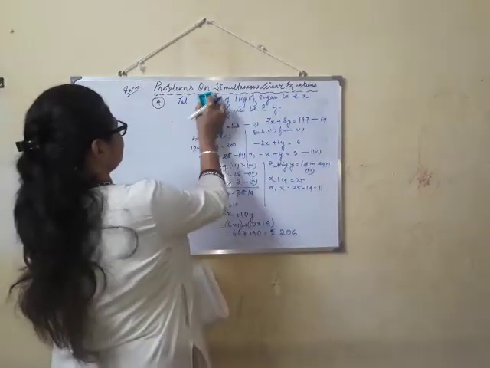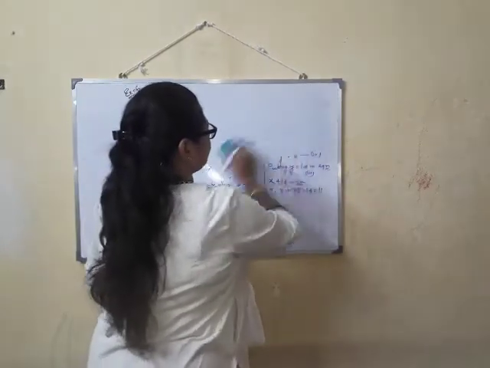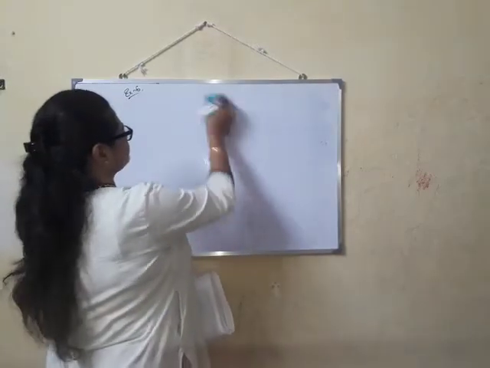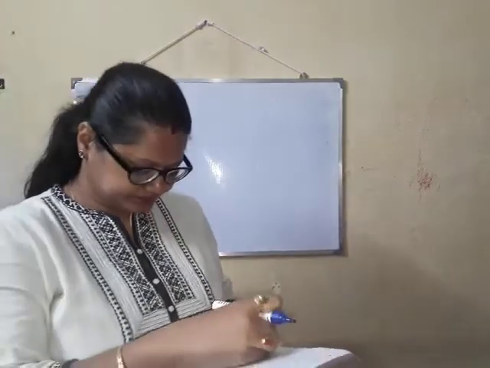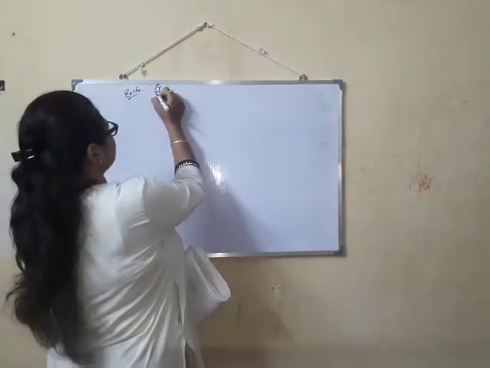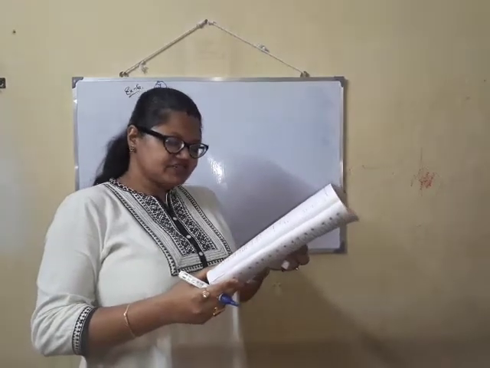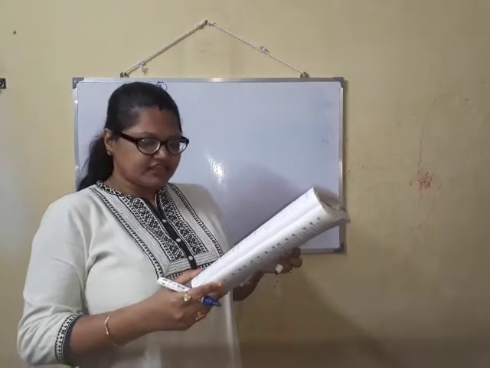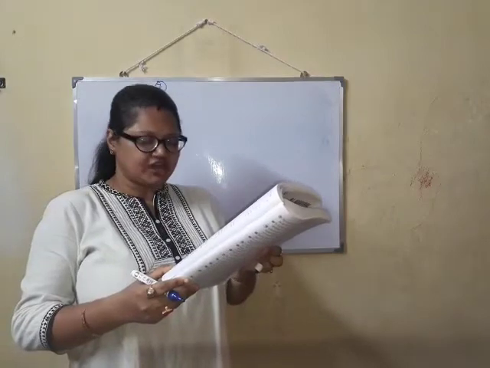This is another variety of sum where we are given coins and denominations. I am going to do sum number 7. There are 38 coins in a collection of 20 paisa coins and 25 paisa coins. If the total value of the collection is rupees 8.50, how many of each are there?